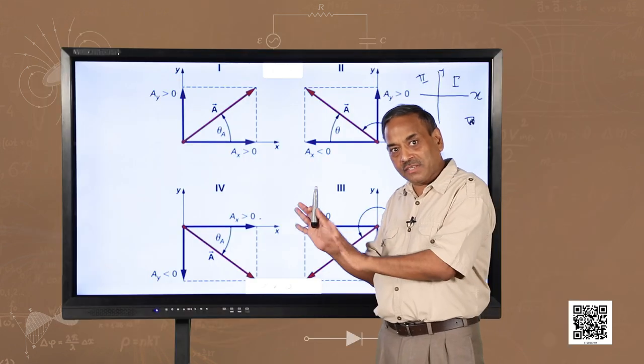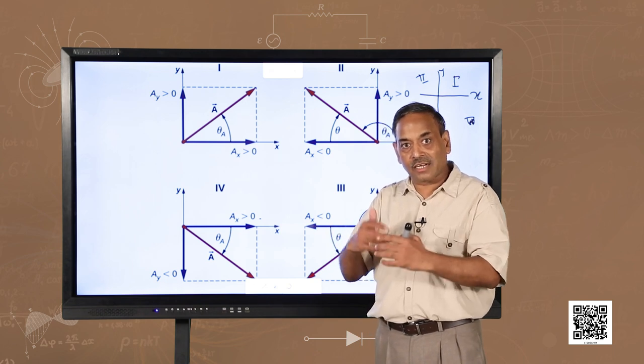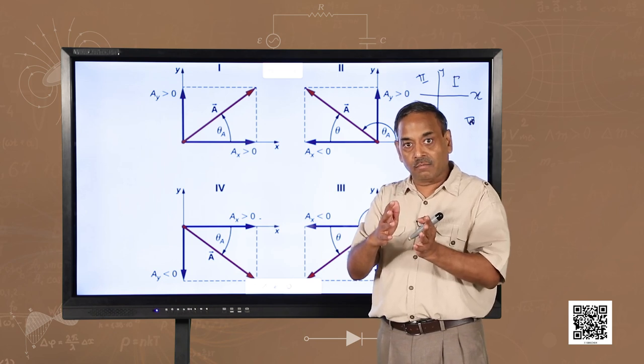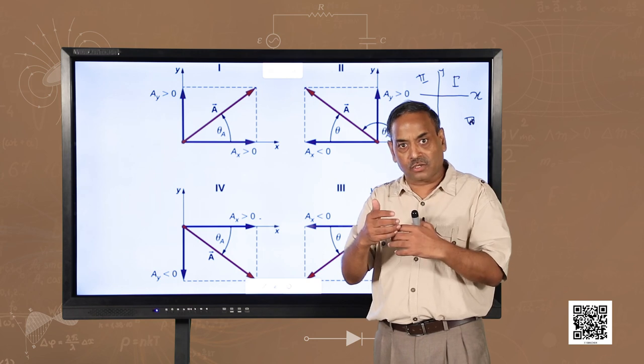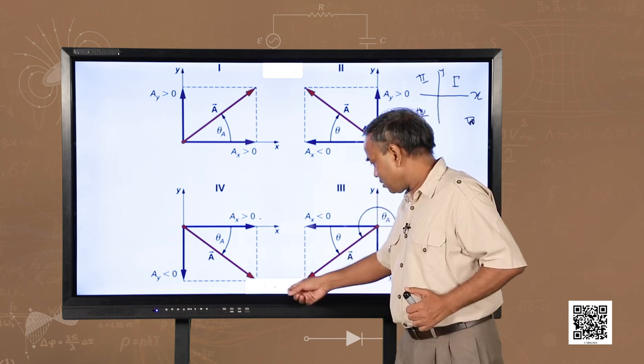This is just a picture to see how it works and how the vectors look like when they are resolved in different directions, and what happens to their magnitudes when they are resolved in different coordinate systems, different coordinates. Okay.